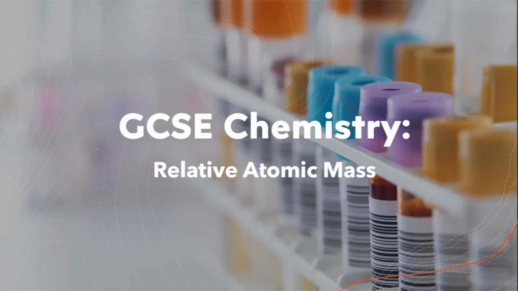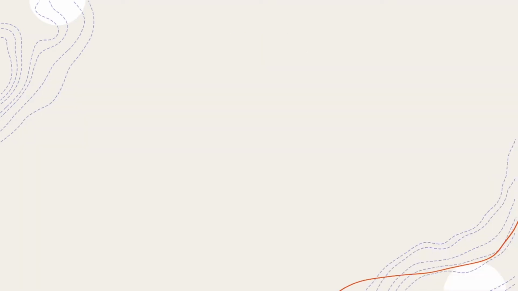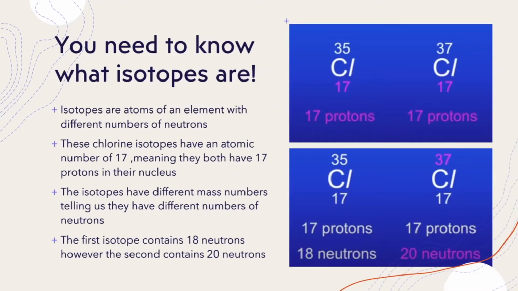Today I'll be going over GCSE Chemistry and I'll be focusing on the relative atomic mass. So I'll be covering what is meant by the relative atomic mass and how to calculate the relative atomic mass for an element. So first we need to know what isotopes are.